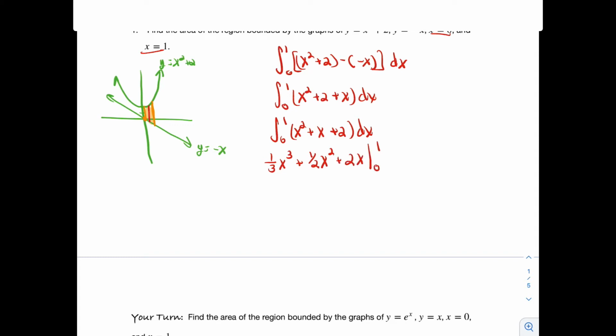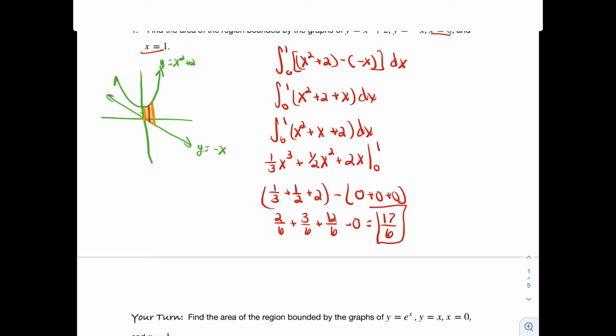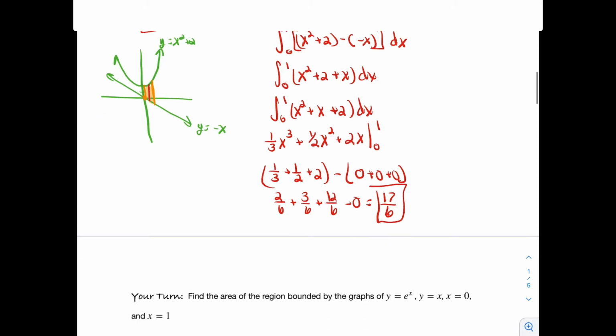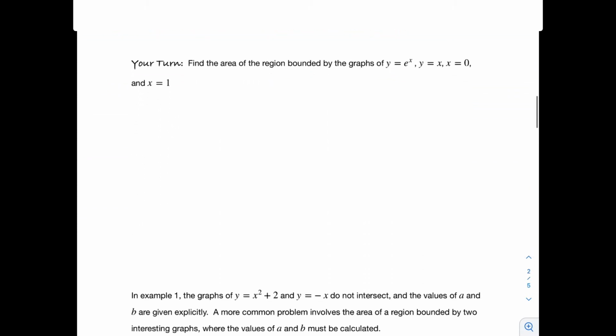So plugging in 1 in place of every x, I end up with 1/3 plus 1/2 plus 2 minus, replacing every x with 0, this ends up being 0. So now I just need to figure out what 1/3 plus 1/2 plus 2 is. And I get 17/6. So the area between these two curves from x equals 0 to x equals 1 is 17/6. All right, you try this next one.